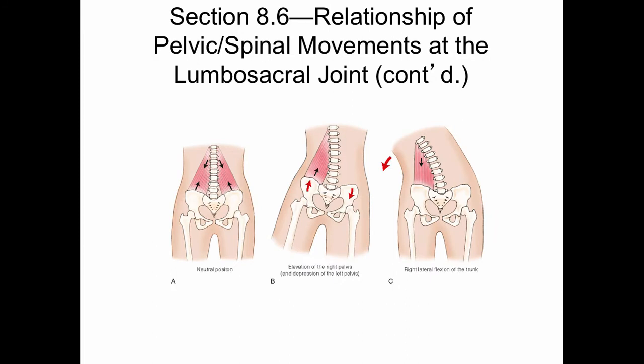During the frontal plane actions of the pelvis and trunk at the lumbosacral joint, the right pelvis is elevated by the same muscles responsible for right lateral flexion of the trunk. Some of the muscles involved here include the right erector spinae group, the right transversospinalis group, the right quadratus lumborum, and the right latissimus dorsi.